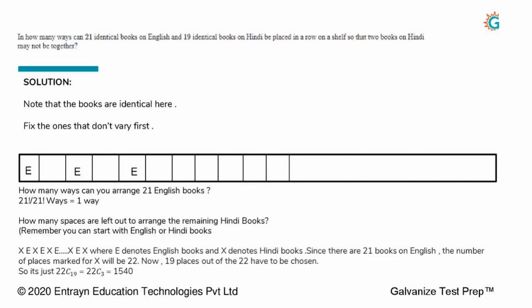Once I fix them, as I told you, again, I'm not going to permute these English books. Suppose the question says 21 different English books. Definitely it has to be 21 factorial. But then all these are identical. There is just one way to fix all these English books.